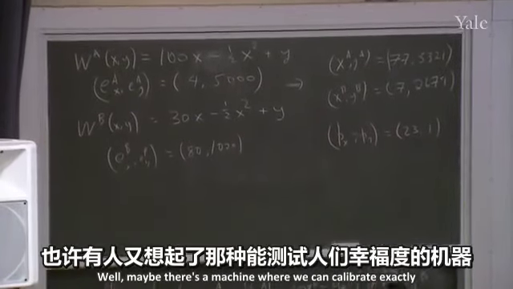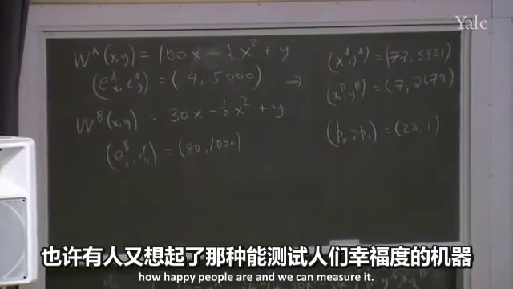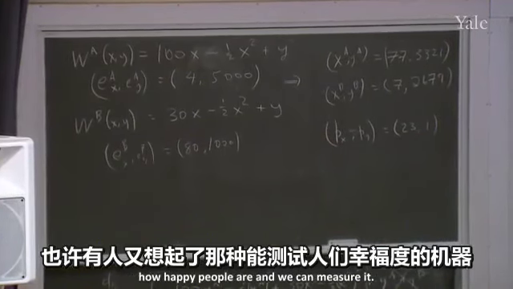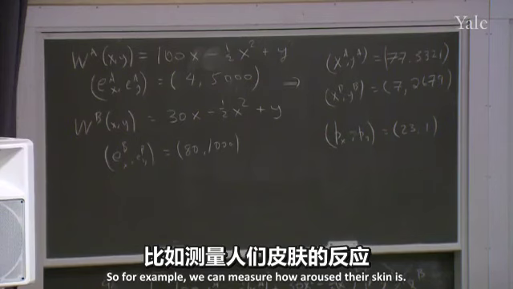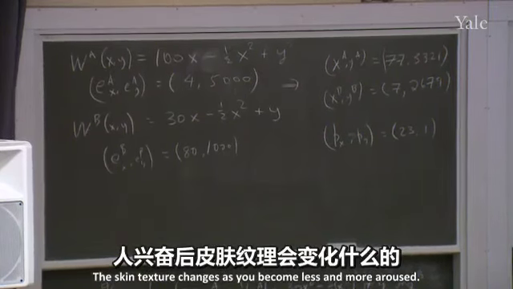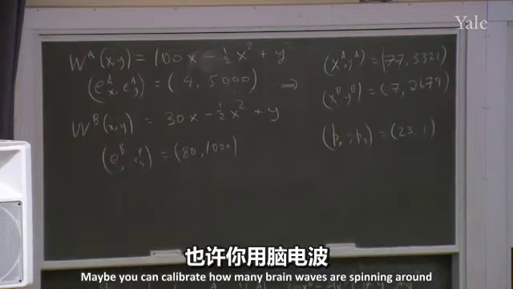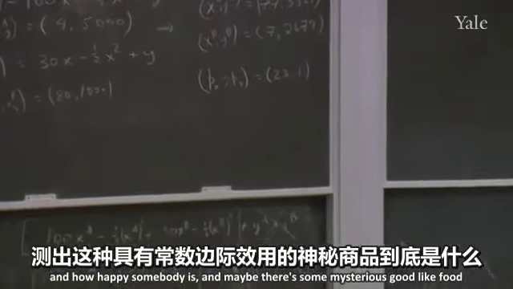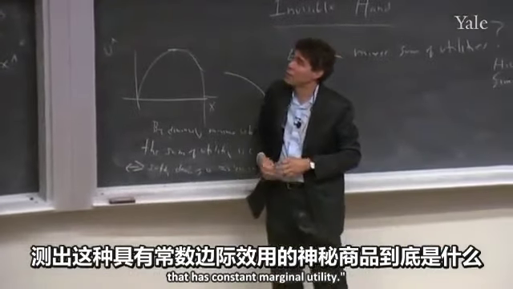You could say, well, maybe there's a machine where we can calibrate exactly how happy people are, and we can measure it. So, for example, we can measure how aroused their skin is. The skin texture changes as you become less and more aroused. Maybe we can measure that. With MRIs, we can measure brain waves. Maybe you can calibrate how many brain waves are spinning around and how happy somebody is. And maybe there's some mysterious good, like food, that has constant marginal utility.